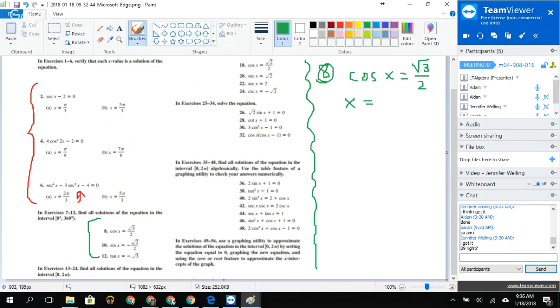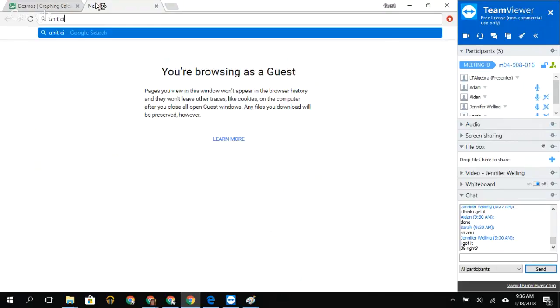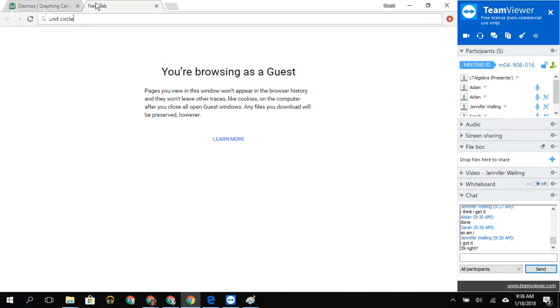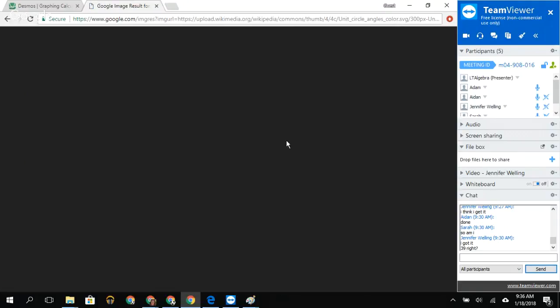So there is more than one way to solve this equation. One way is that this is just a basic cosine of x equals the square root of 3 over 2. One option is that we can find our friend the unit circle, and I don't have a unit circle up here. If I search unit circle, I'm sure there'll be a plethora of them. Sure, that one will work.